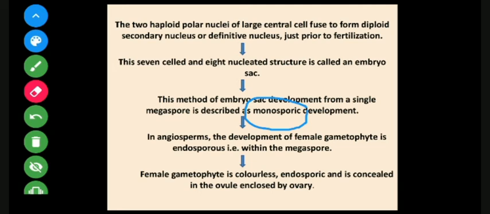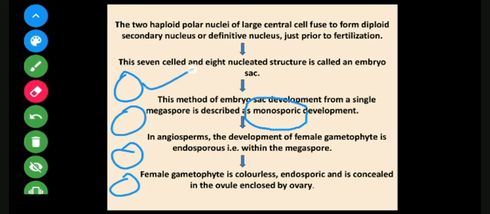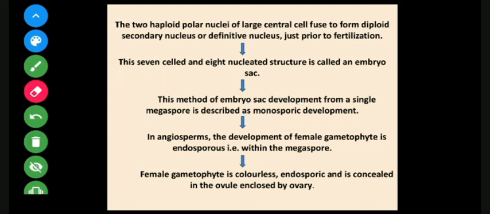Previously I have told you that when the megaspore mother cell undergoes meiotic division, it will form 4 megaspores, if you remember. ठीक है, so 1 megaspore was functional and all 3 megaspores were degenerating. So this one functional megaspore was acting as a precursor cell for the entire development of the female gametophyte. As only one was functional, it is called monosporic. Mono is single, it means the entire development takes place from only one cell, so it is called monosporic development.